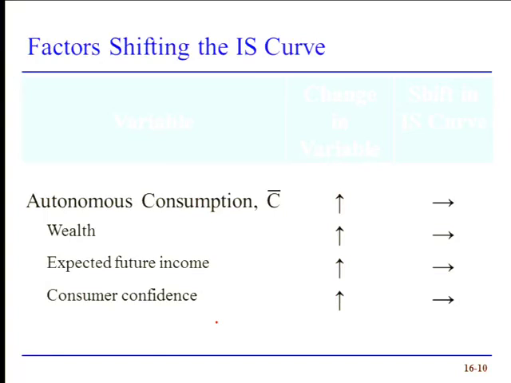So remember, autonomous consumption still has these three subcomponents: wealth, expected future income, and consumer confidence. Increase any one of those, and our IS curve is going to shift to the right. Notice I'm using arrows. You can use arrows too, and mnemonics, in a bullet point format, managing your time carefully.